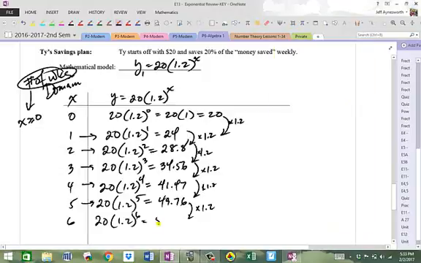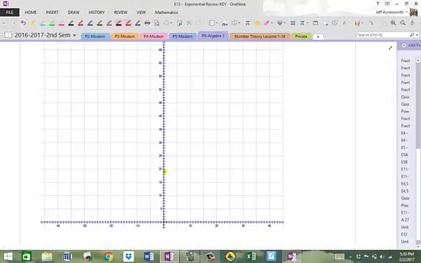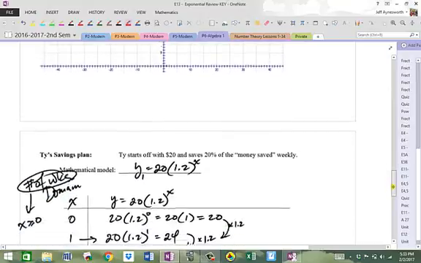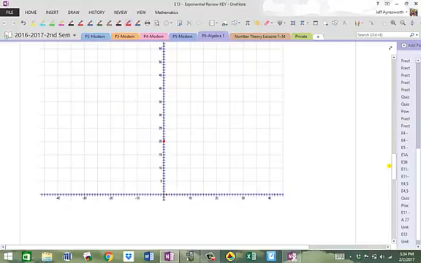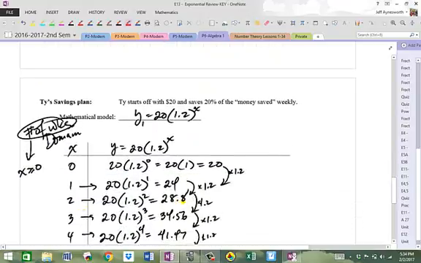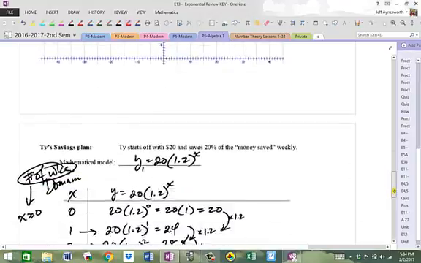59.72. Okay, so I got some ordered pairs and I can graph these. So let's go back. Okay, so 0, 20 is right here. And 1, 24. So right 1 up 24, right about here. And then 2, 29 roughly. You just have to get close. So 2, 29. I can't be that accurate, so I'm just trying to get close.